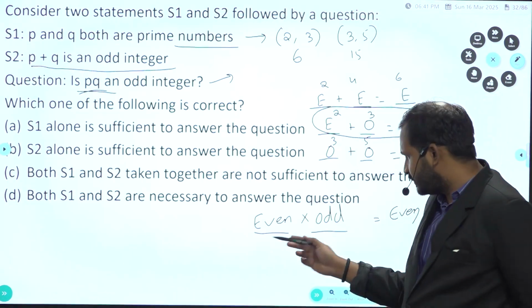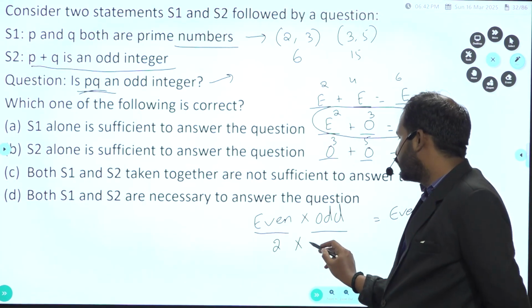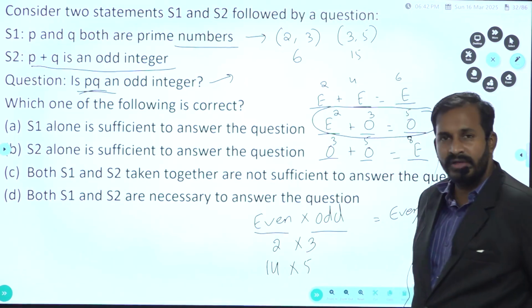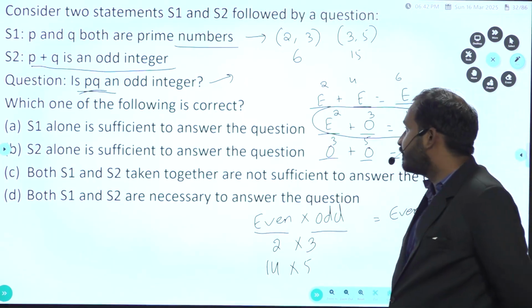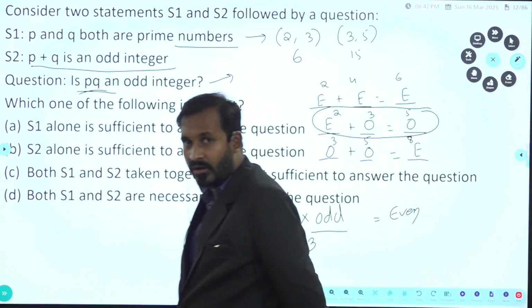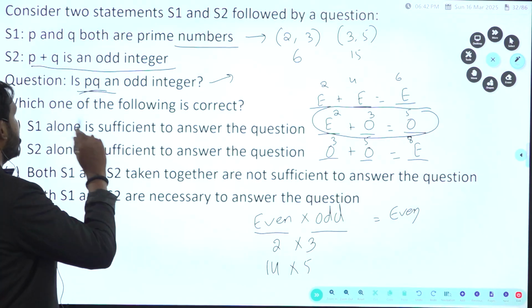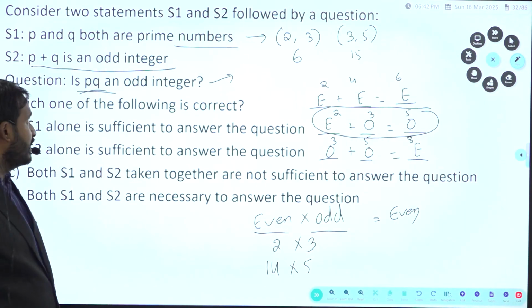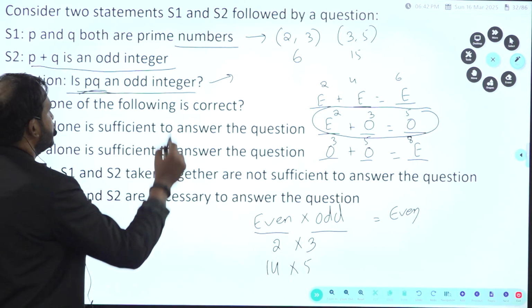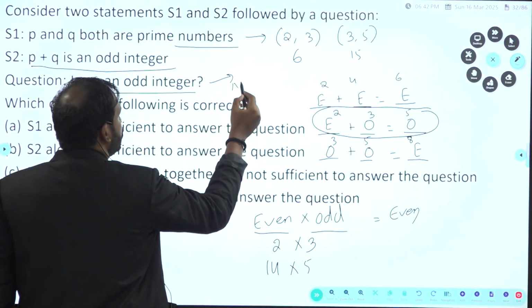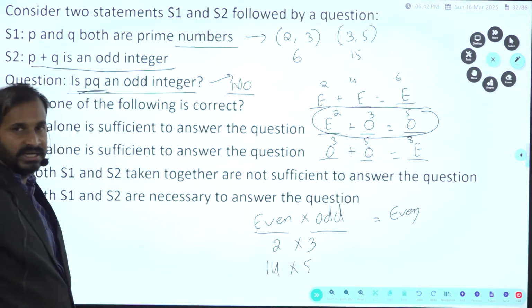Always an even number. Take a random example: 2 3s are, or 14 5s are, always an even number. So when you multiply an even number with an odd number, you always get an even number. So by using the second statement, what is our answer for this question? Is PQ an odd integer? Our answer for this is no. PQ is not an odd integer.